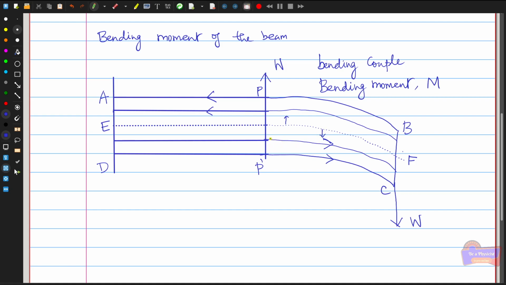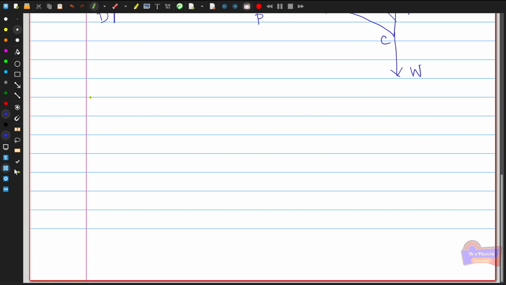Okay, so we are going to find out the expression for the bending moment now.